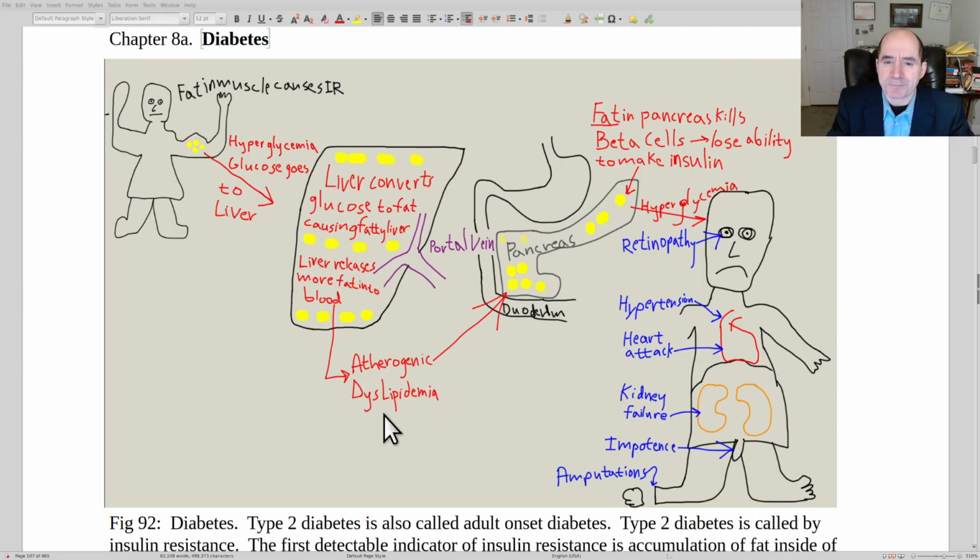Okay, the next thing that'll happen is you'll start to accumulate fat in the pancreas, and it'll be damaging to the pancreatic beta cells. Those are the cells that make the insulin. And over time, you'll start making less and less insulin, and eventually you might not be able to make a significant amount of insulin at all, and you'll become insulin dependent for the rest of life. So that's insulin dependent diabetes.